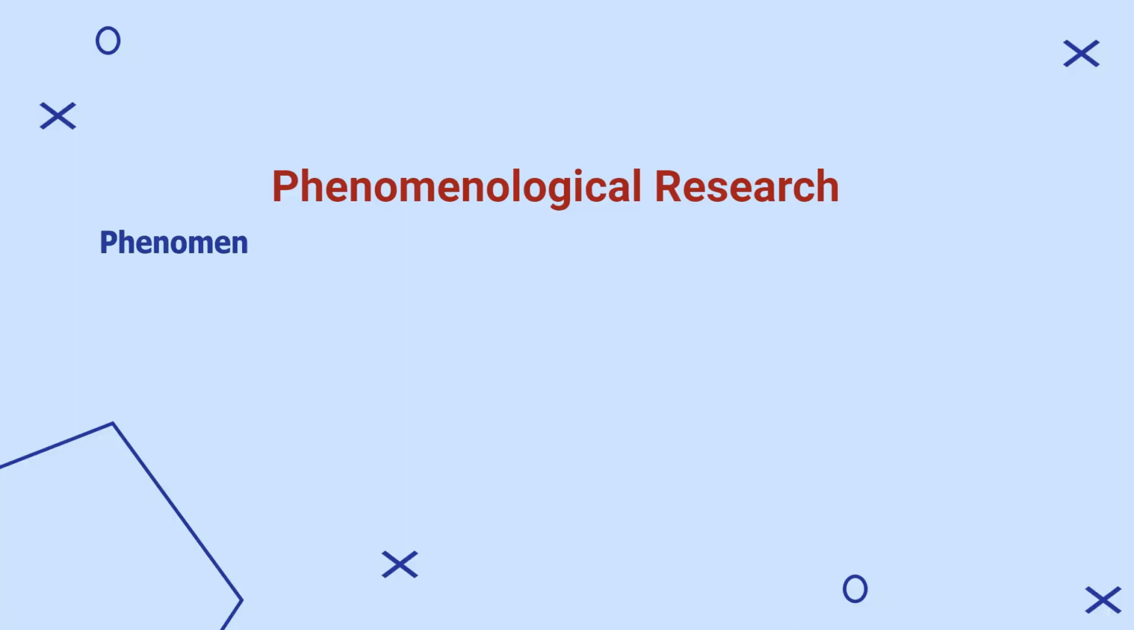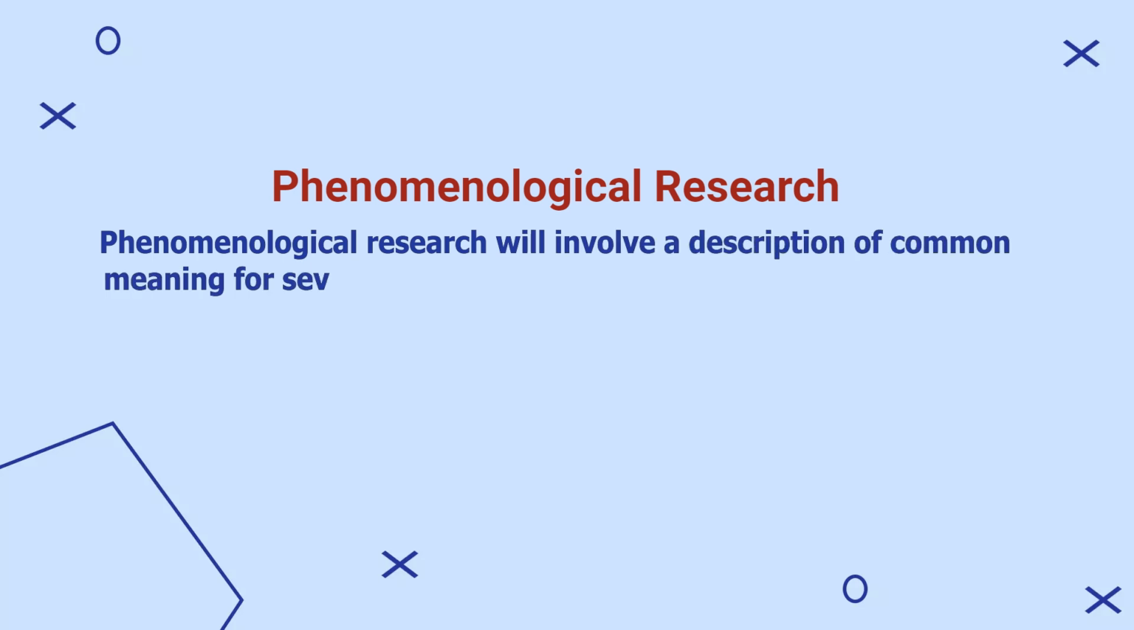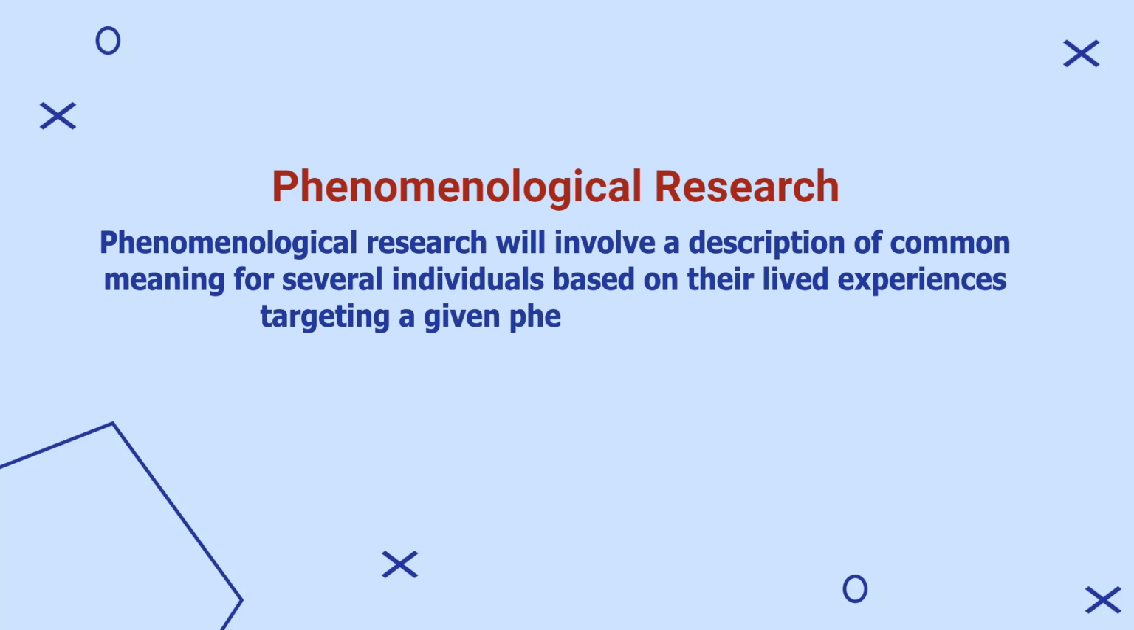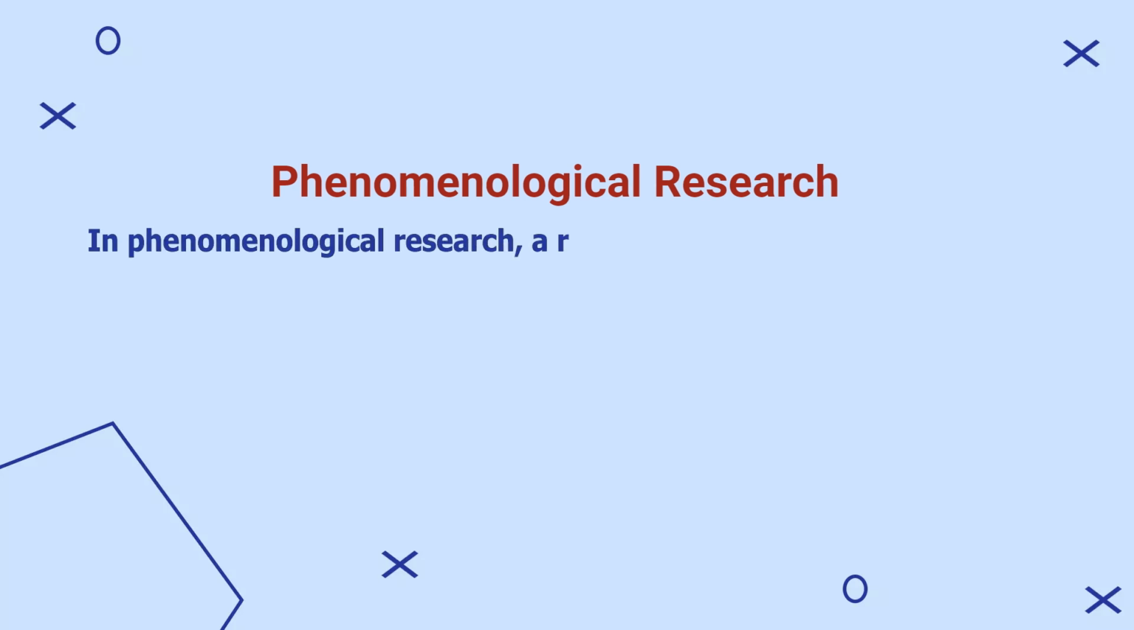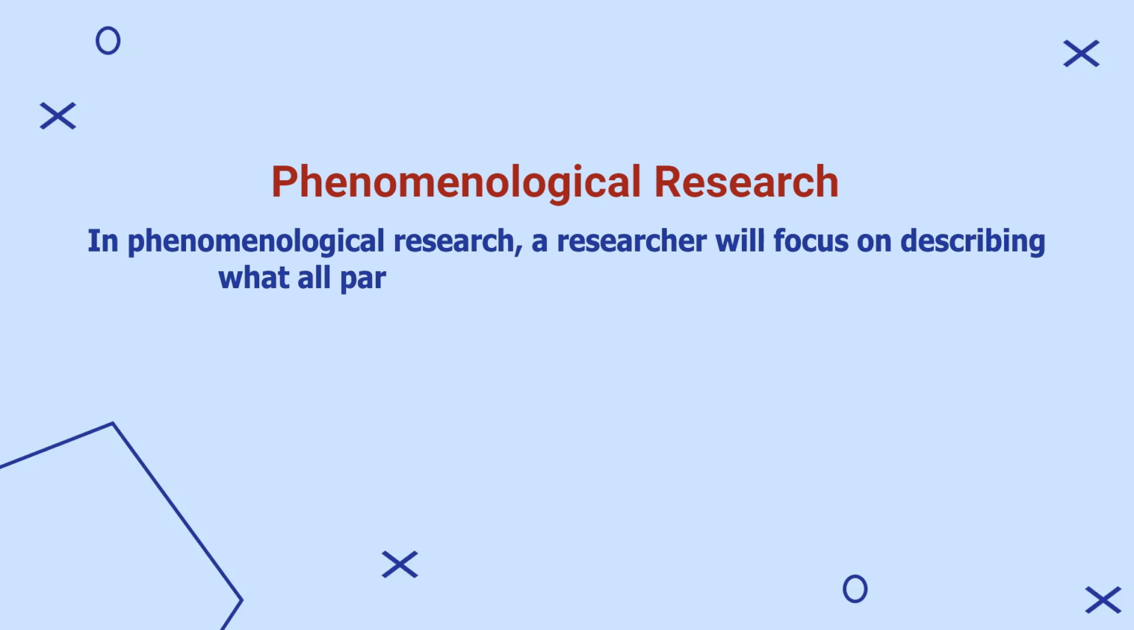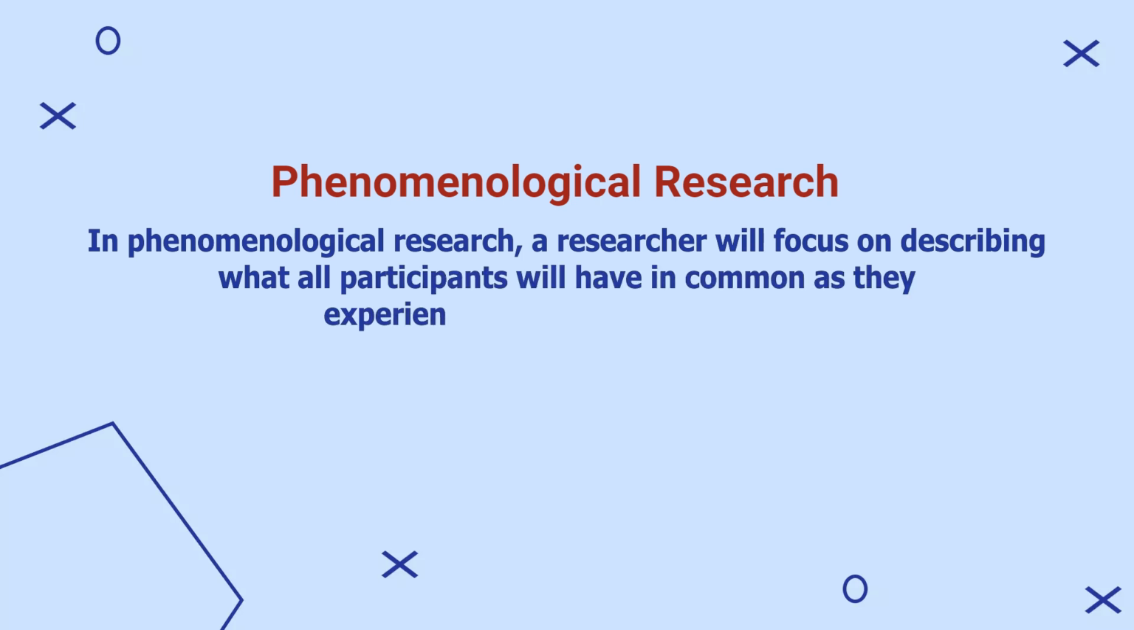Let's begin with phenomenological research. Phenomenological research involves a description of common meaning of several individuals based on their lived experiences and targeting a given phenomenon or concept. In phenomenological research, a researcher will focus on describing what all participants will have in common as they experience a specific phenomenon.